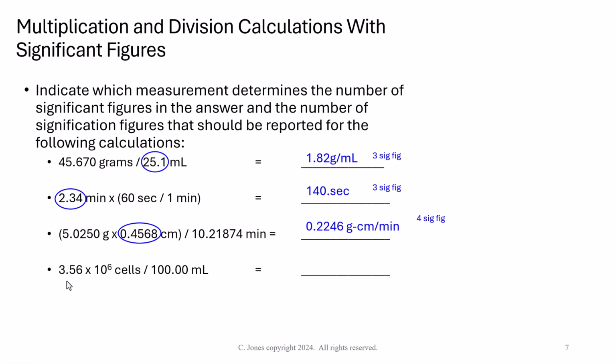So when we look at which number will determine the number of significant figures in the answer, we have 3 for the number of cells and 5 for the volume. So we'll have 3 significant figures in our answer, and this is just going to be 3.56 times 10 to the 4th cells per mil.